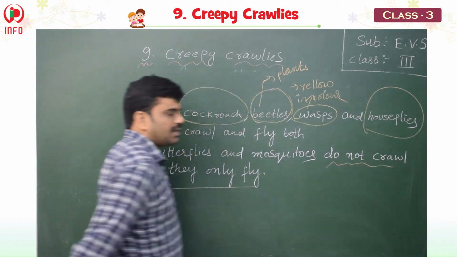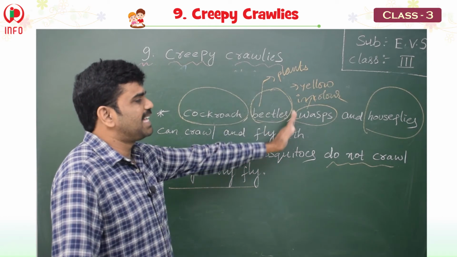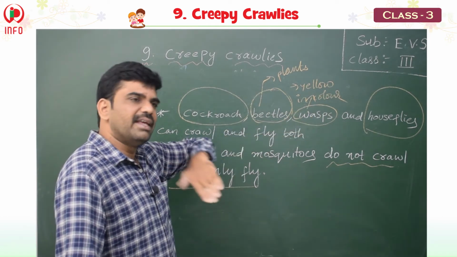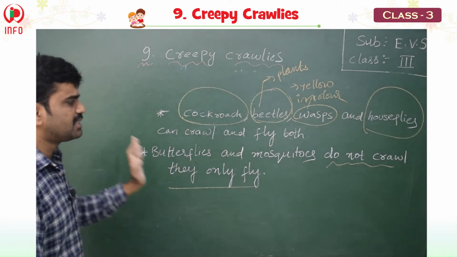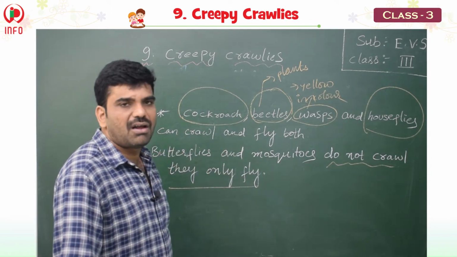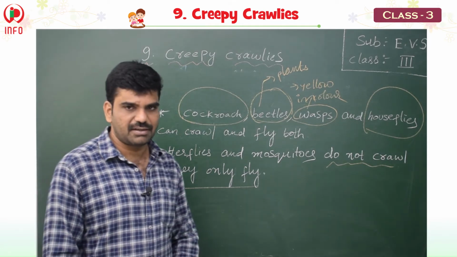Once again I repeat, children: cockroach, beetles, wasps, houseflies, these four can do both. They can crawl and they can fly. Whereas butterflies and mosquitoes do not crawl. They only fly, children.